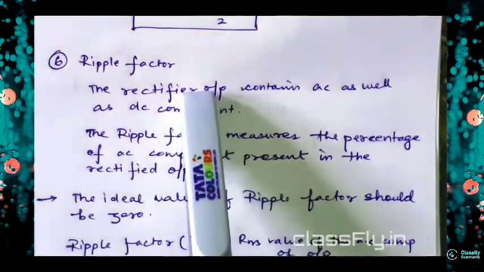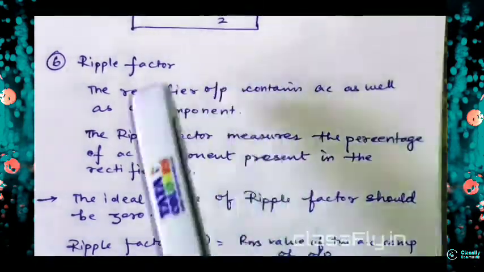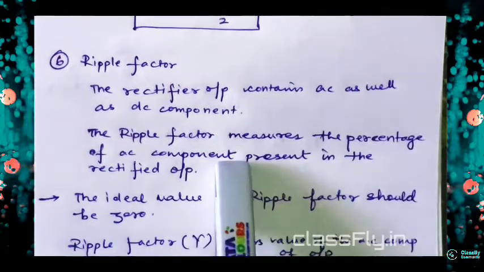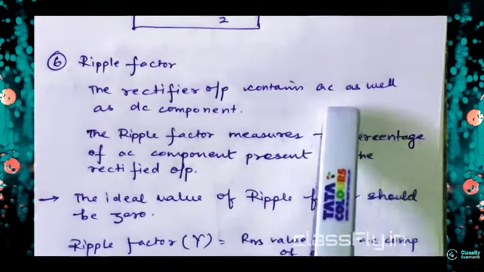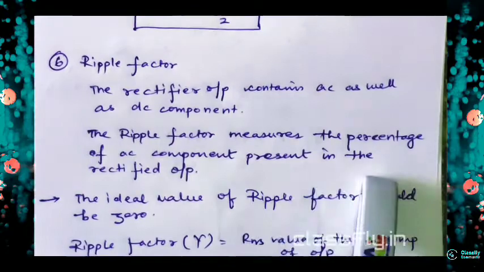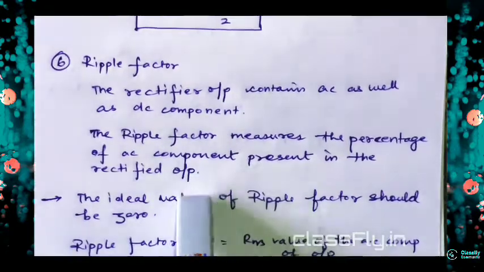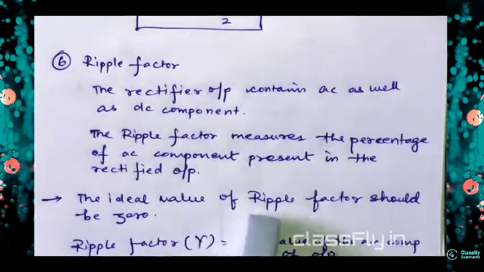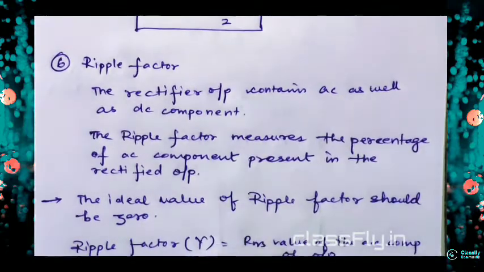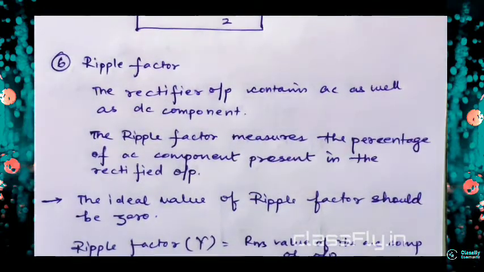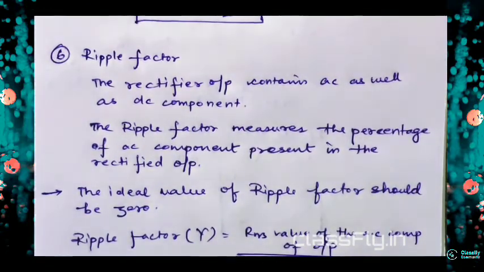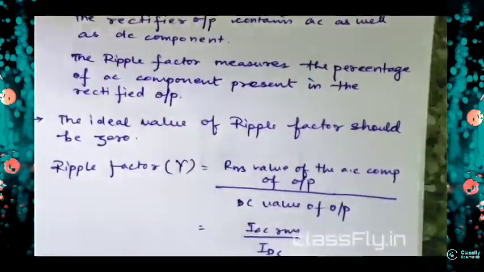So a rectifier will have the output of both AC and DC. The ripple factor basically measures the percentage of AC component present in the rectified output. The ideal value of ripple factor should be 0. Why 0? If we have a lower ripple factor, then we will get pure DC, right? So let's see how to solve for ripple factor.